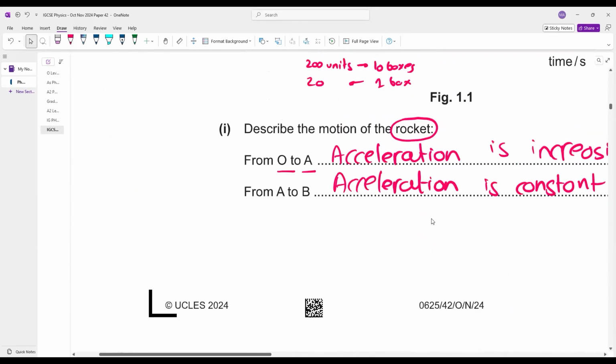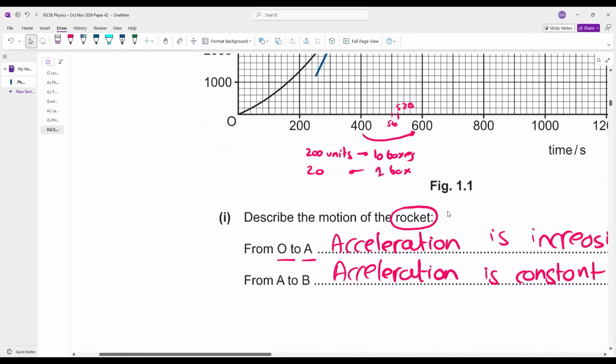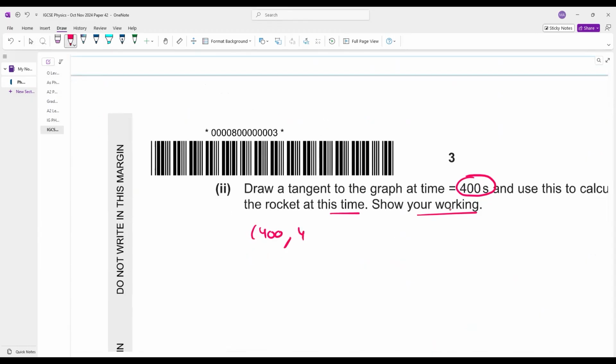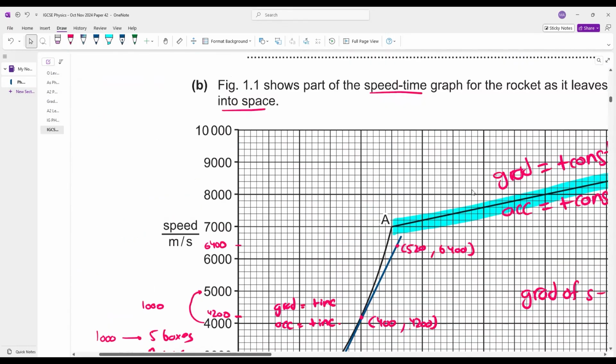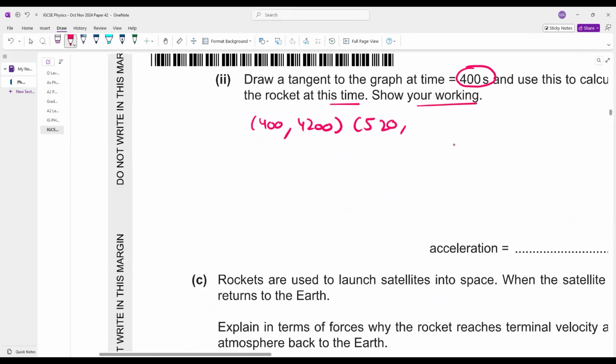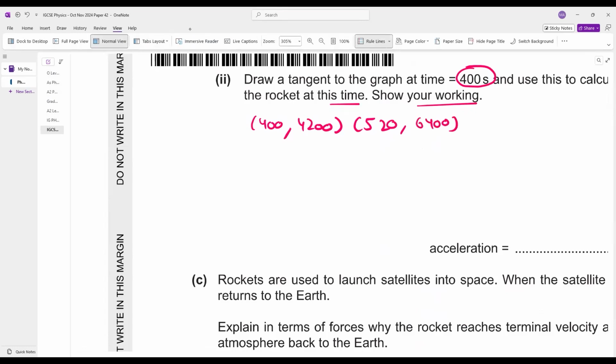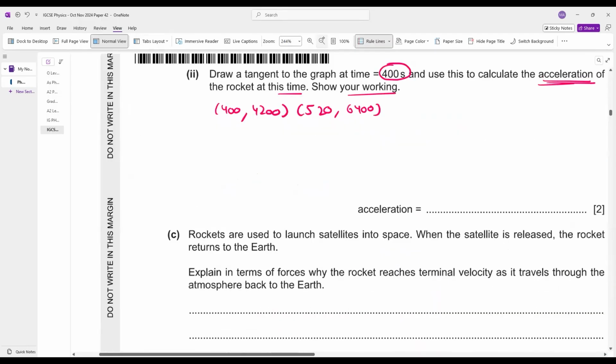400 comma 4200 and 520 comma 6400. Okay. Now you have to calculate the gradient using these points. How will you calculate the gradient using these points?